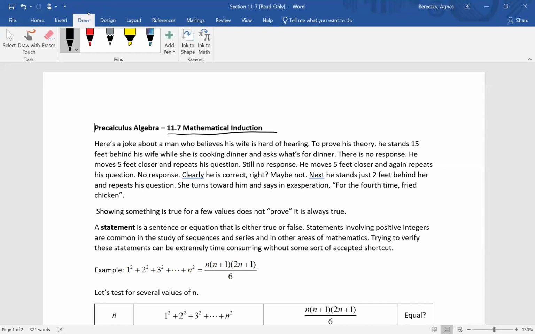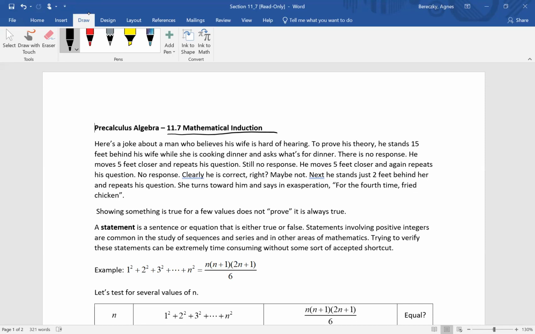Maybe not. Next, he stands just 2 feet behind her and repeats his question. She turns towards him and says in exasperation, "For the 4th time, fried chicken."